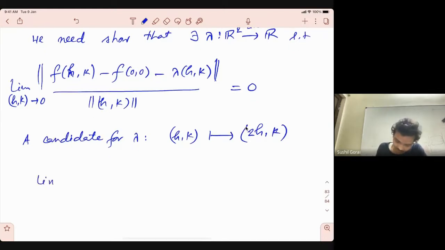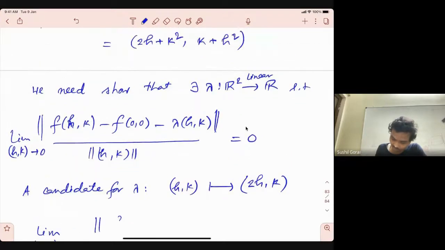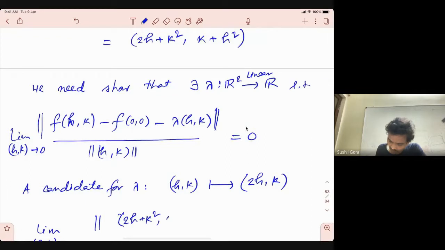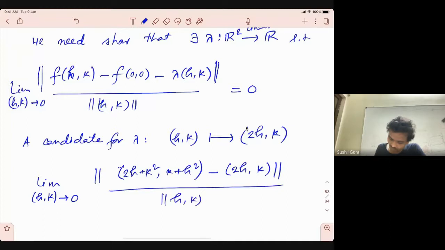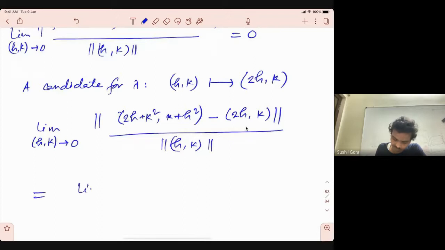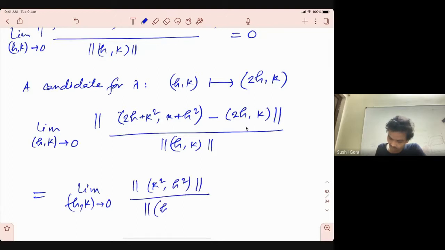So let's try that. Limit (h,k) tends to 0 of f(h,k), which is known, 2h plus k square k plus h square minus f(0,0), minus lambda, which is 2h comma k, divided by the norm of (h,k). 2h gets cancelled, k gets cancelled, so we have just k square h square over the norm of (h,k).